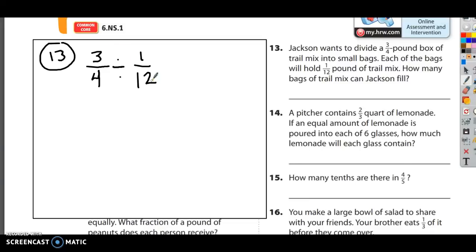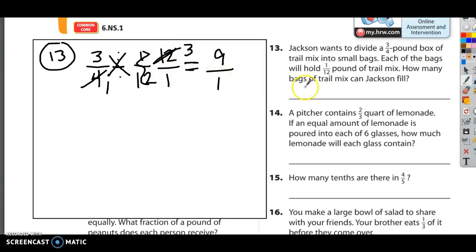Dividing fractions is the same as multiplying by the reciprocal. And I could multiply this, but I think it might be a little bit better to just simplify first the 4 and the 12. 4 divided by 4 is 1. 12 divided by 4 is 3. I've got 3 times 3 over 1 times 1. 3 times 3 is 9. Answer is 9 bags.